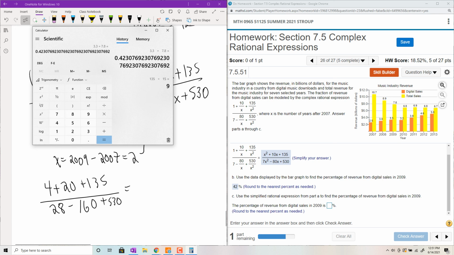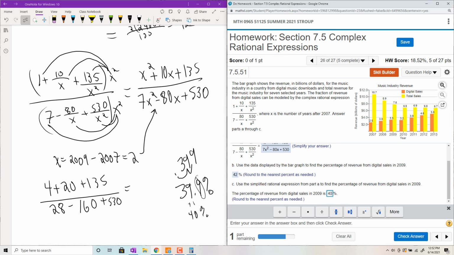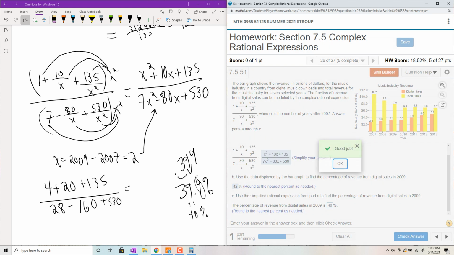So 155, 159 divided by, use some parentheses here, 28 minus 160 plus 530 in parentheses equals, so 0.399, but they want a percentage, so you have to move the decimal over 2 places, and then you get 39.9%, but then they want you to round to the nearest percent, so you add 1 to this position here, because this position here is greater than or equal to 5, and so you'll end up with 40% is your final answer, which is, I would say, kind of close to their actual data.